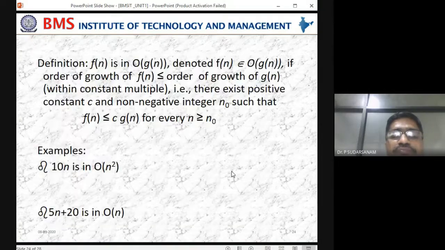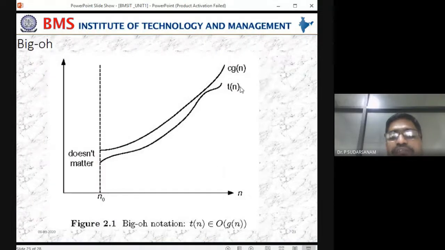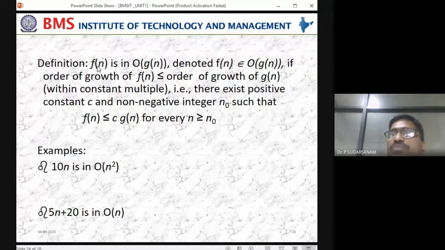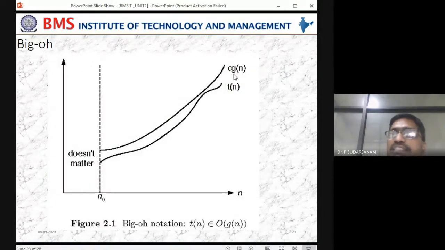So here the definition is: f of n is in order of g of n. F of n is one function, and that is in order of g of n. That is denoted by f of n belongs to order of g of n. A function f of n is in order of g of n, which we denote as T of n belongs to order of g of n. That is the definition.